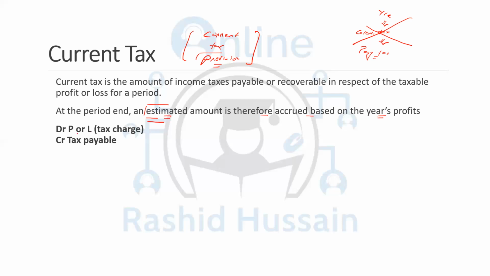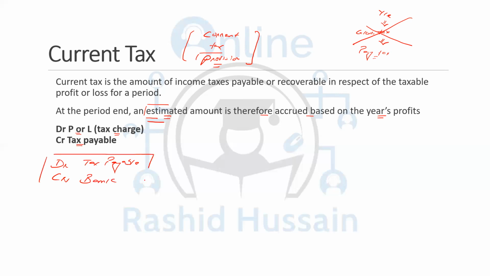Now, this simply means that when you have estimated your tax, you will be recording it in your financial statements. Debit profit or loss. This simply means recording the tax as an expense within the statement of profit or loss. And credit goes to the tax payable. And when you're paying this tax, the next double entry would be debit tax payable and credit bank.